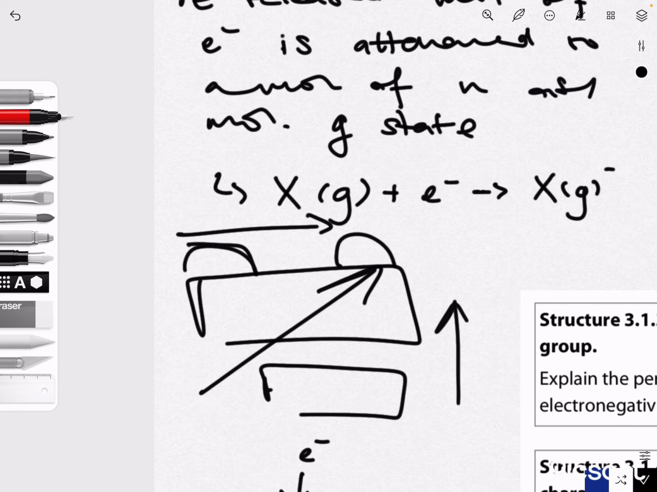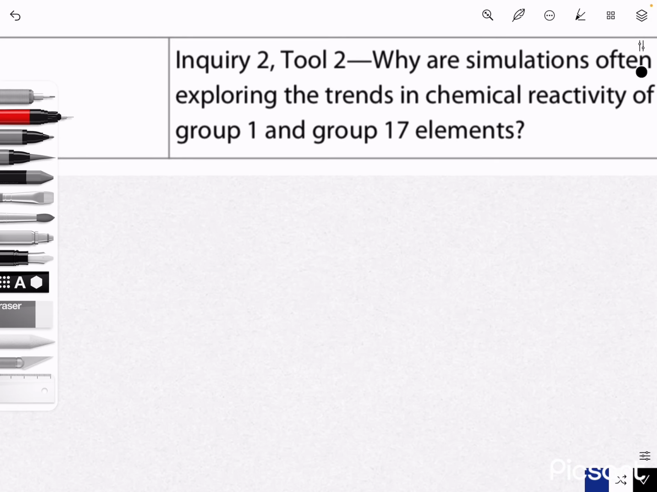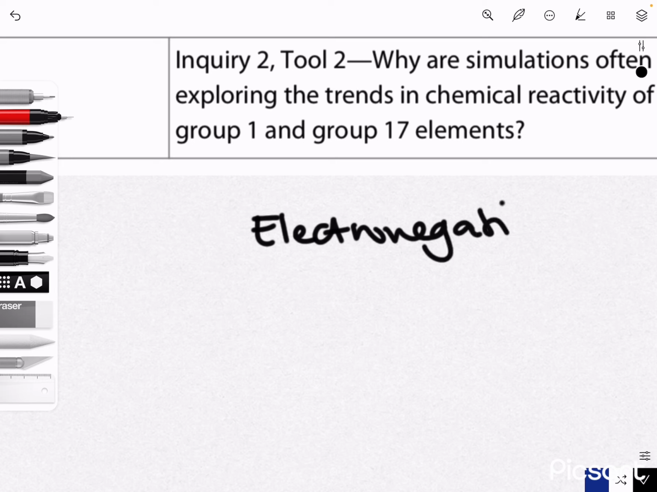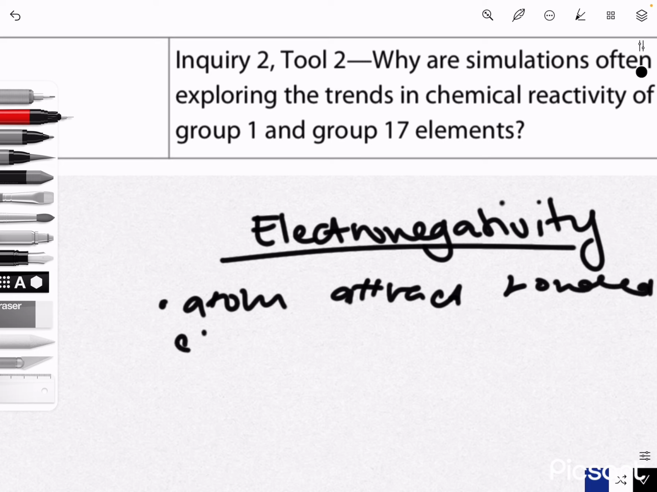Now, what else do we need to know? Electronegativity. Let's get right into that. Now this one is quite fun. It's the ability of an atom to attract bonded electrons, or pairs of bonded electrons, to itself when in a covalent bond.